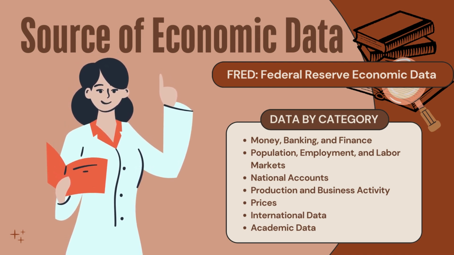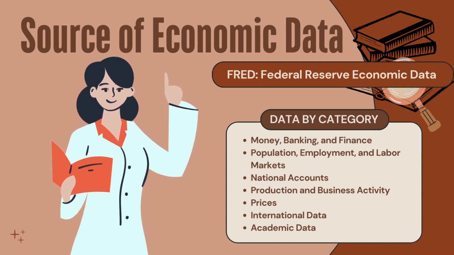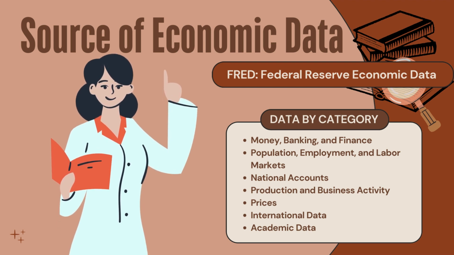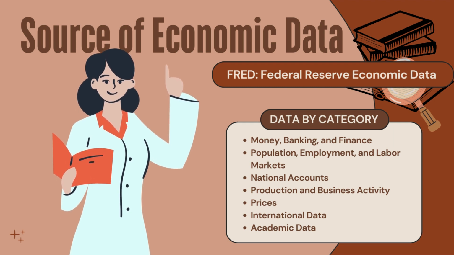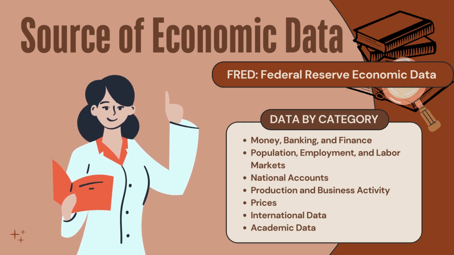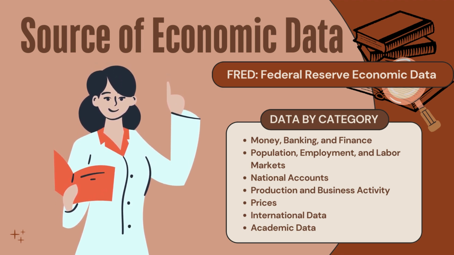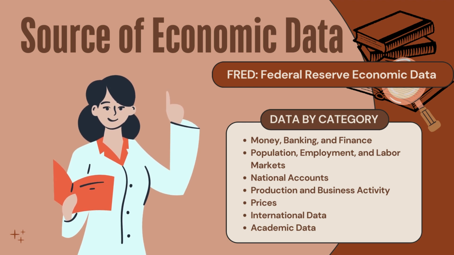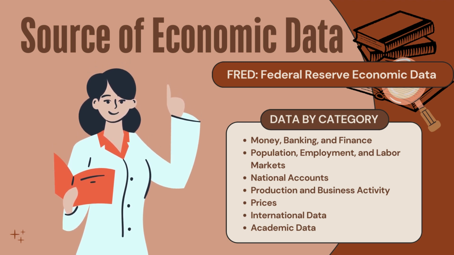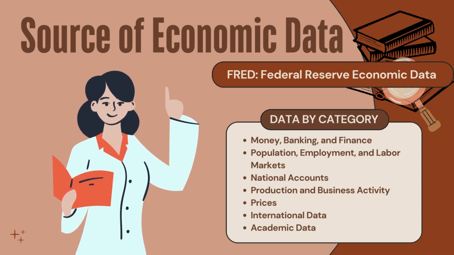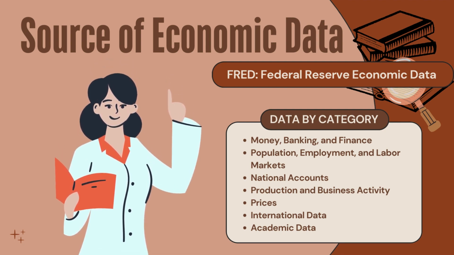So we have here listed the data by category. First, money, banking, and finance. After that, we have the population, employment, and labor markets. Next is national accounts. Moving on, we have the production and business activity. Next is prices. After that, we have the international data. And lastly, we have academic data. They collect many more categories of data, but these are the main data that affect the economy.